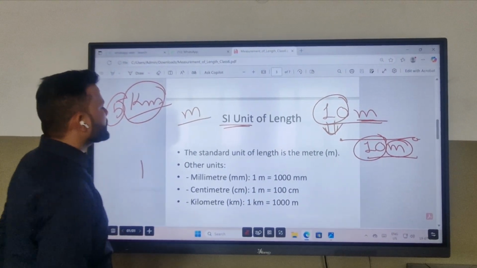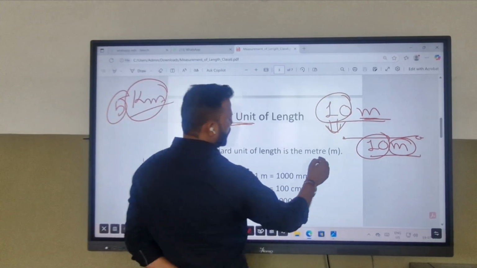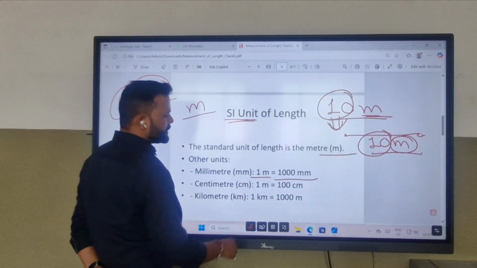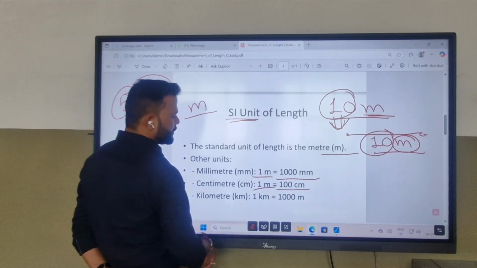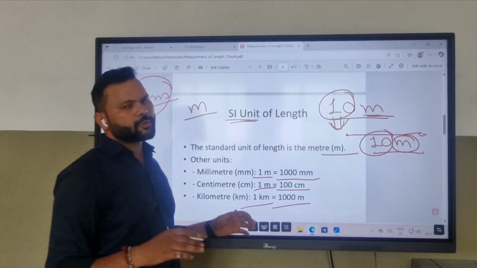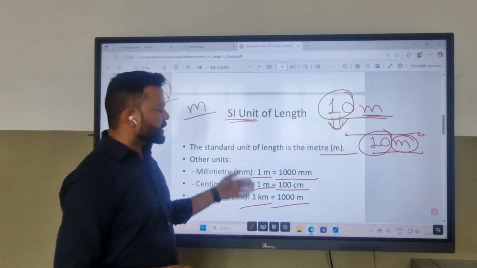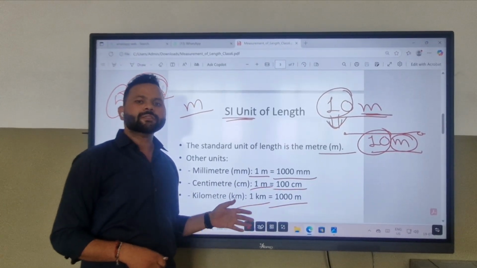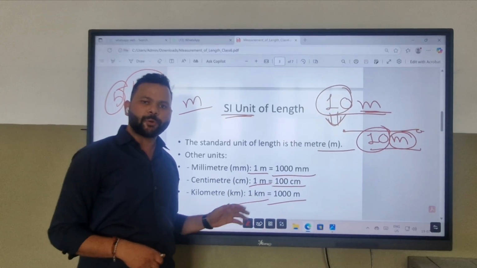Okay, now we will learn about the standard unit. We have already talked about what is that meter. 1 meter is equal to 1000 millimeter, 1 meter is equal to 100 centimeter, and 1 kilometer is equal to 1000 meter. This we have learned already in mathematics also. This conversion of unit will help you. You have to remember these points because there will be numericals on these points also.